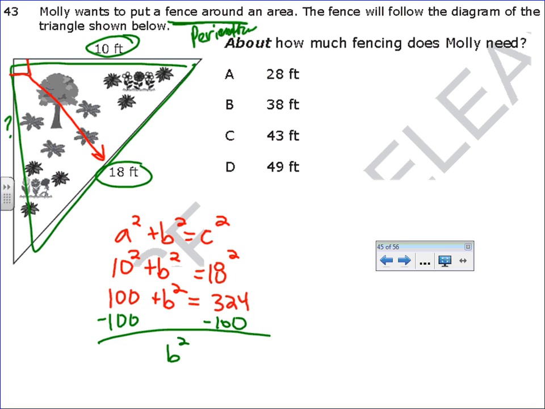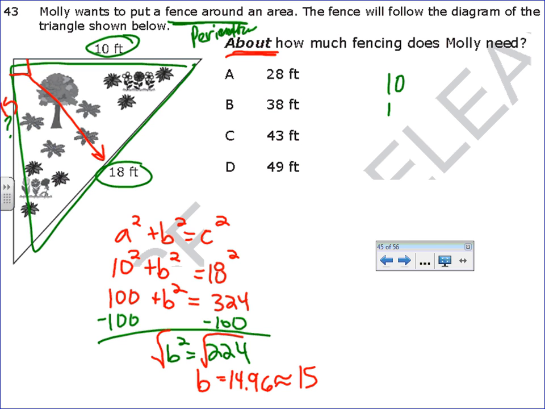And that gives me b squared equals 224. So I need to take the square root of both sides to get b by itself. And that gives me 14.96, which is approximately 15. So this side length is about 15. They told me I can use about. Okay, well now I need to add up the perimeter. 10 plus 8 plus 15 plus 10, and you get 43.